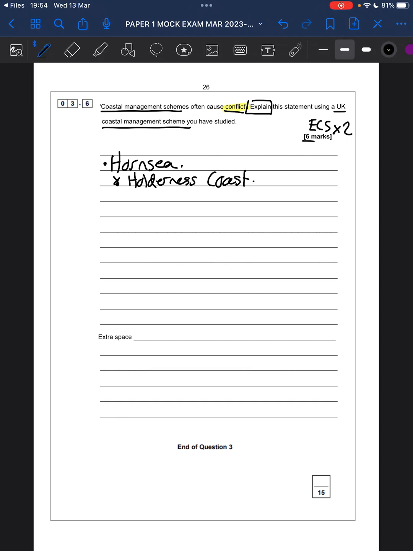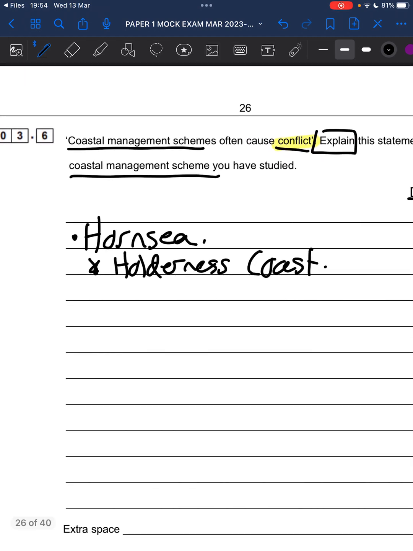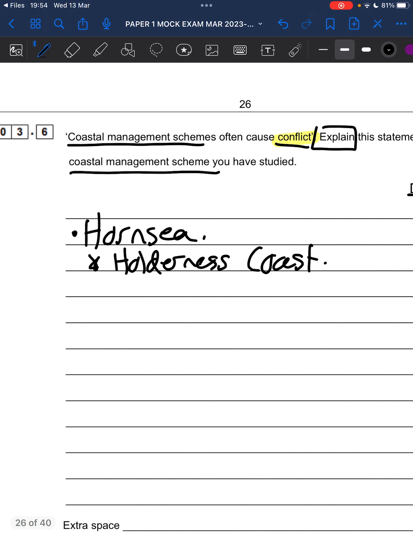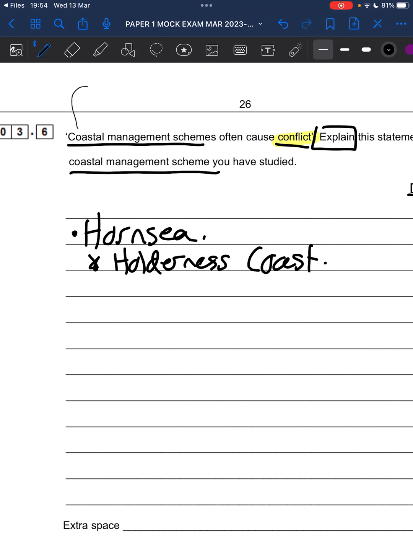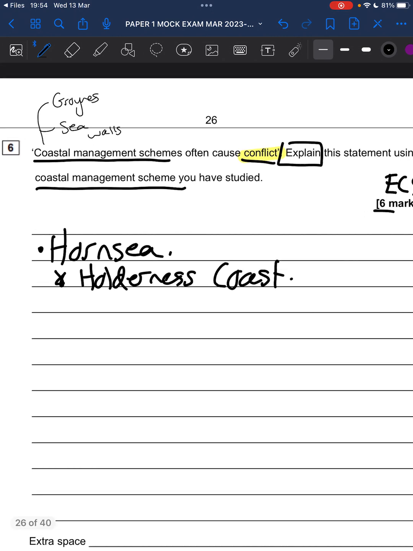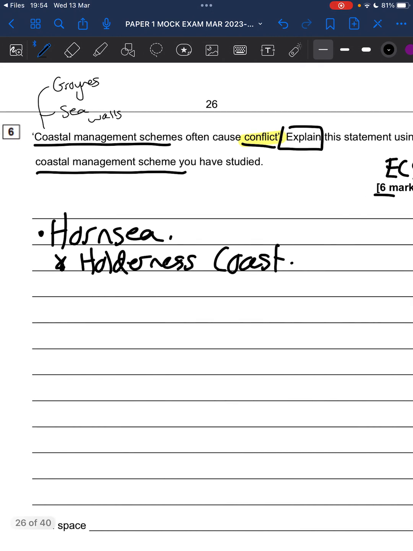Now, if you are not sure, if you're sat there thinking, oh wow, what do I write? You need to think about, well, what do they build to manage erosion? This is the bit you need to get. So, for example, you could have groins and seawalls. You could write this into your exam. So you sat there in your exam and you're thinking, right, I know those two things. Well, what's the problem with these things?